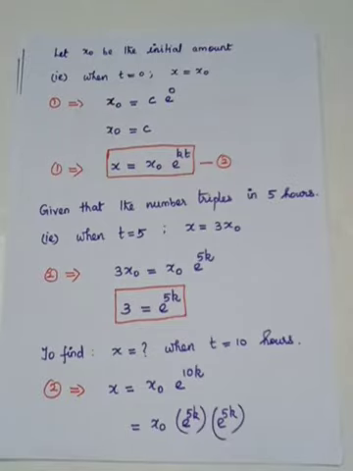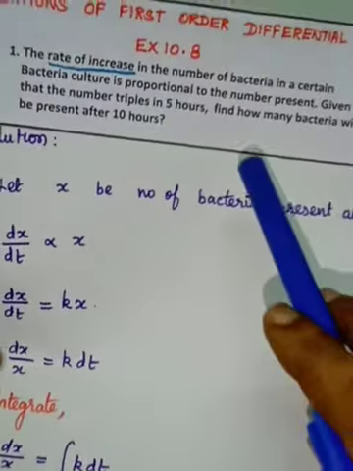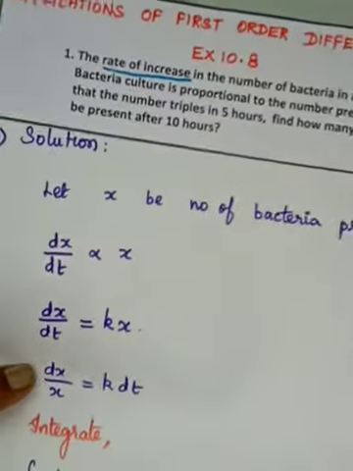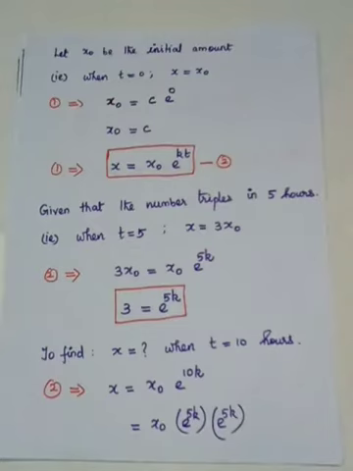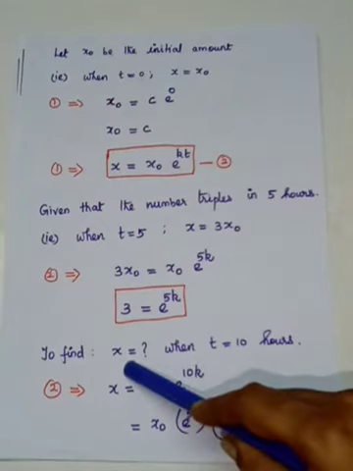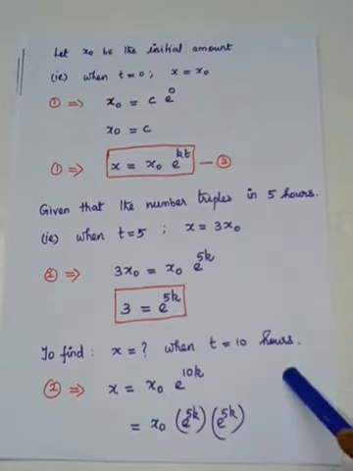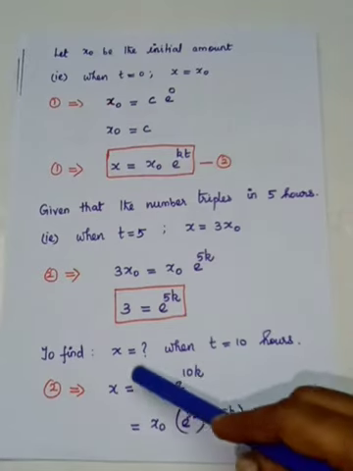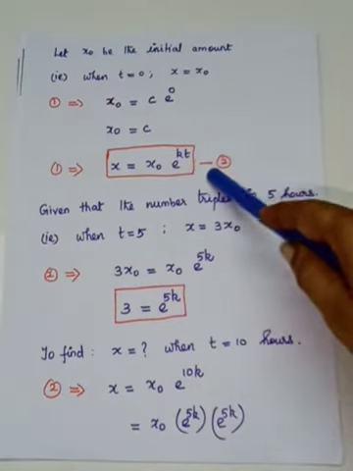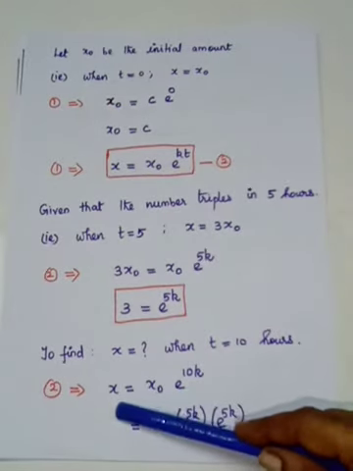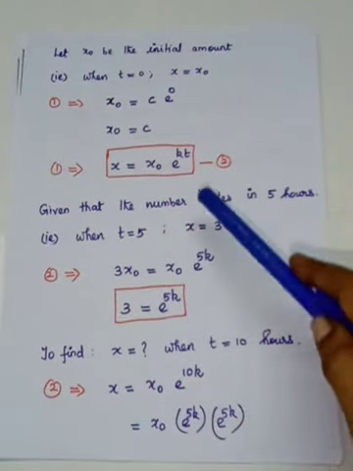You see the question, the third sentence: find how many bacteria will be present after 10 hours. So after 10 hours means when t is equal to 10 hours, how many bacteria will be present? So we have to find x when t is equal to 10. So you go to the second expression, and in the place of t you substitute 10, since that is where you find x.